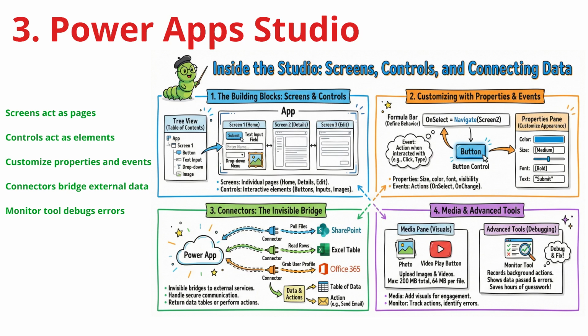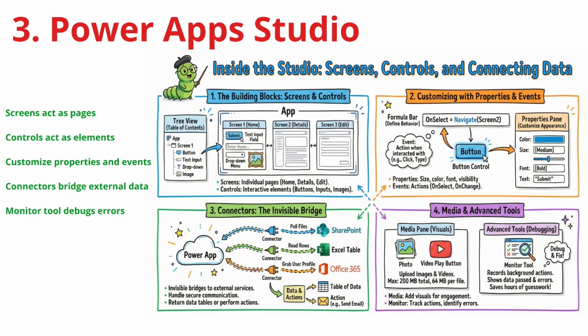Once your controls are placed, you customize them using properties and events. The Properties pane lets you change appearances, like color and font size. Events define behavior. For example, you use the formula bar to tell a button exactly what action to take when a user clicks it. To make your app truly useful, you need data.